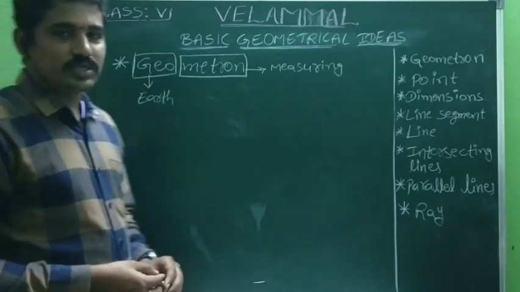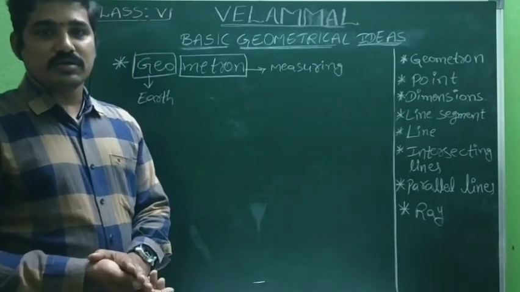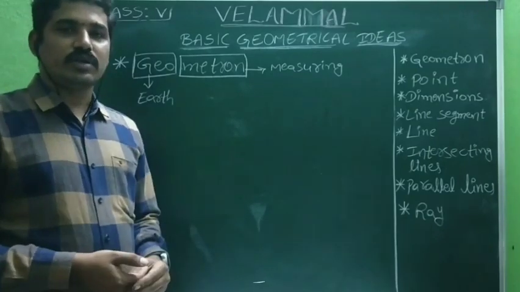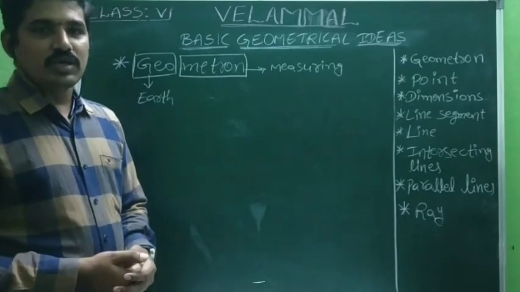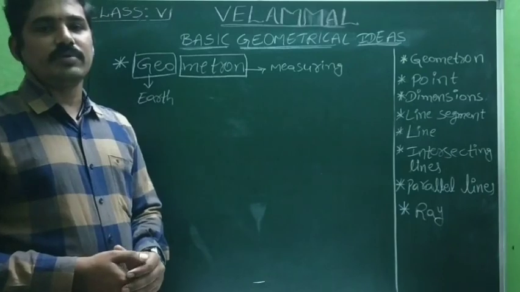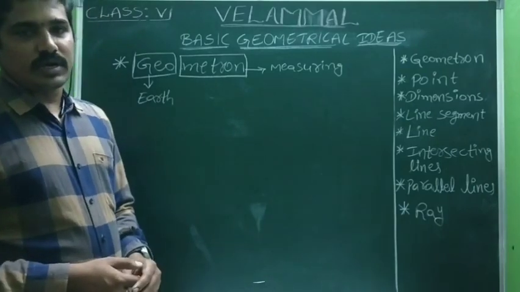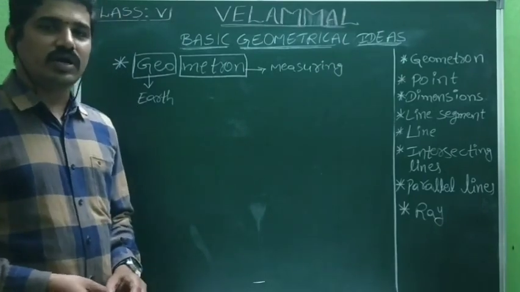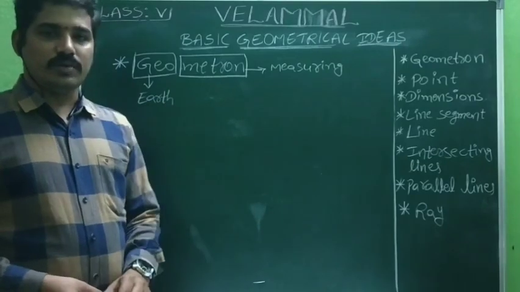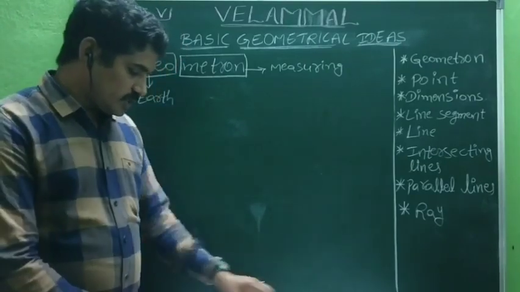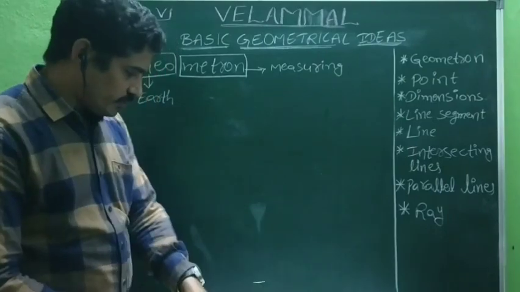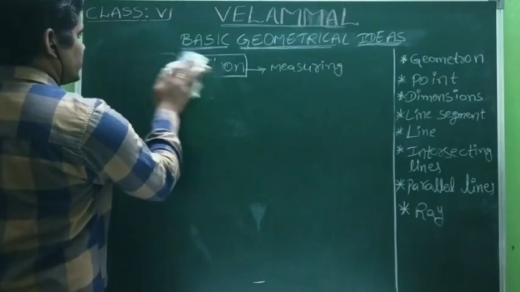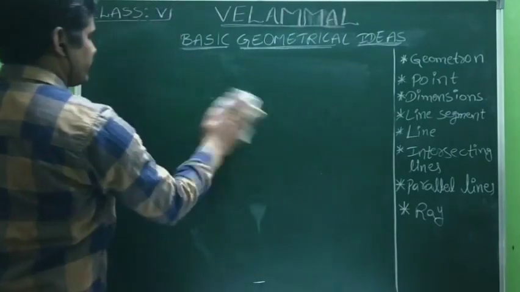After that, geometry was used for constructions, building construction. For every construction we should measure the building: how much height, how much length, how much breadth we need to take. Day by day these were implemented in geometry. For every measurement, like measuring area, volume, or length, we should know geometry. So measuring is nothing but geometry. Directly we can't go for measuring. First we need to discuss the basic points and basic definitions.